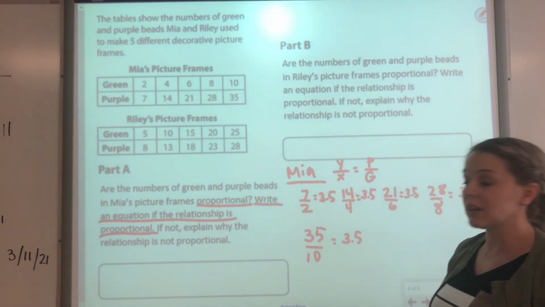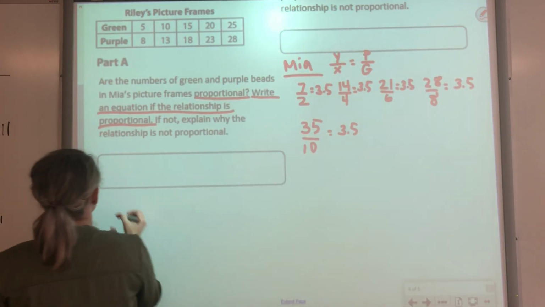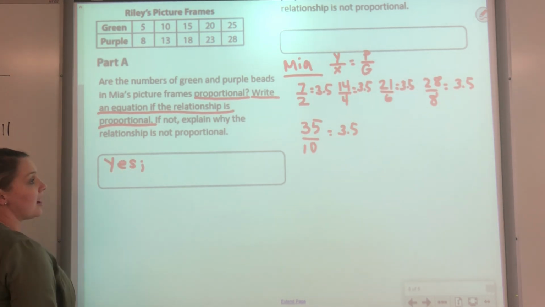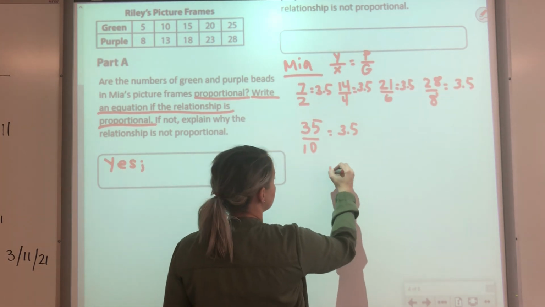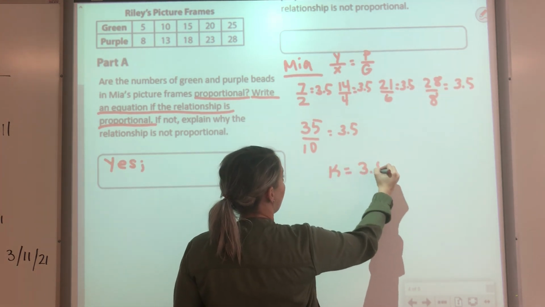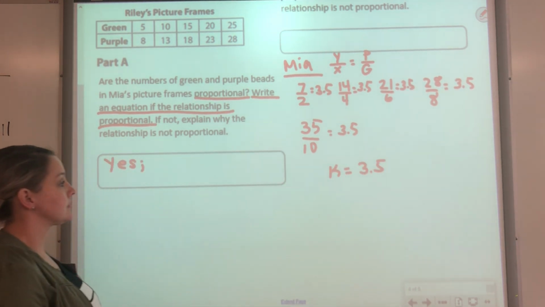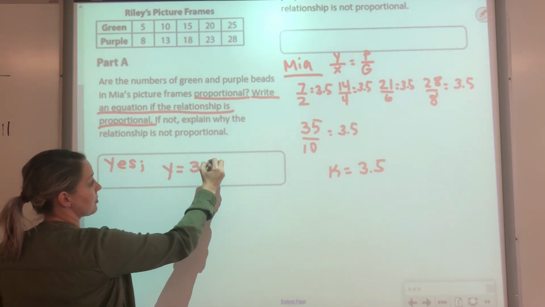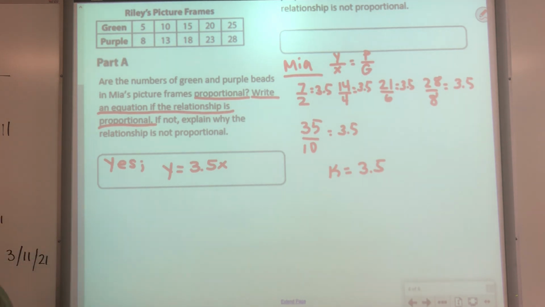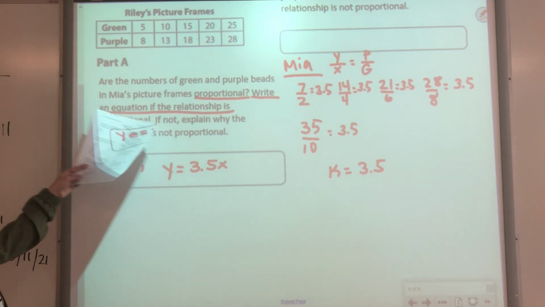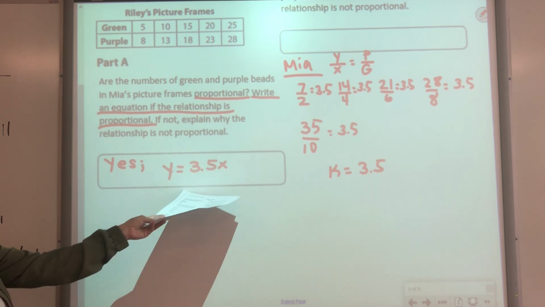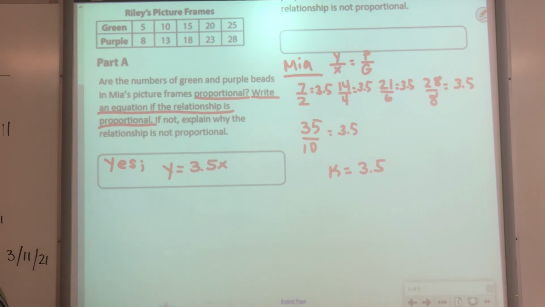So that means my relationship is proportional. So I can write yes. My constant of proportionality then is 3.5. So my equation is y equals 3.5x. Okay. So because I know it's proportional, I know I can write it in the equation of y equals kx, which is y equals 3.5x.